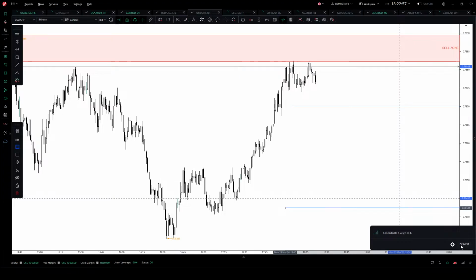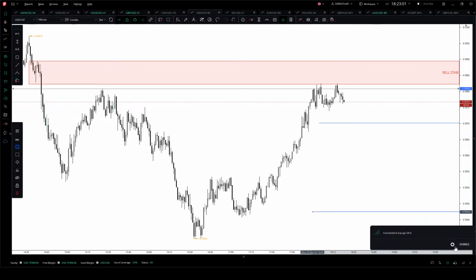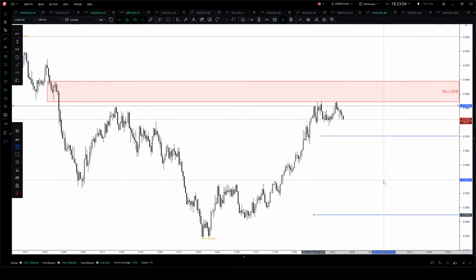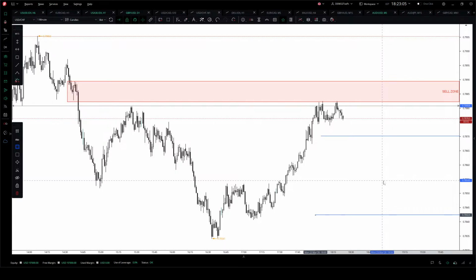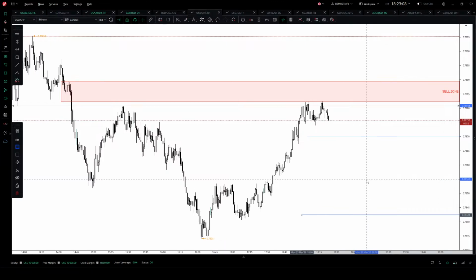There's a loss of connection back. All right, so we are approaching, and this looks convincing to me to reach the targets, at least the target one. Once this low is broken, then I will be convinced that we are going to the second target.